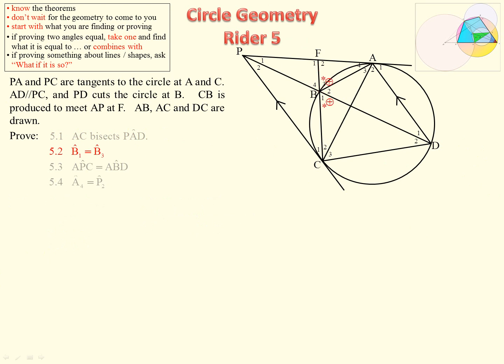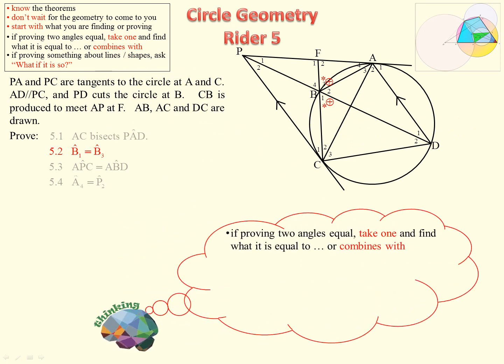Part 2. Prove that B1 equals B3. Now notice that I've divided it into two parts because I've seen immediately that I'm probably going to say that this angle is equal as an exterior angle of a triangle. So, take one angle. I'm going to take B1 and say, what is B1 equal to? And there's the hint in blue. It's equal to those two. Exterior angle of a triangle.